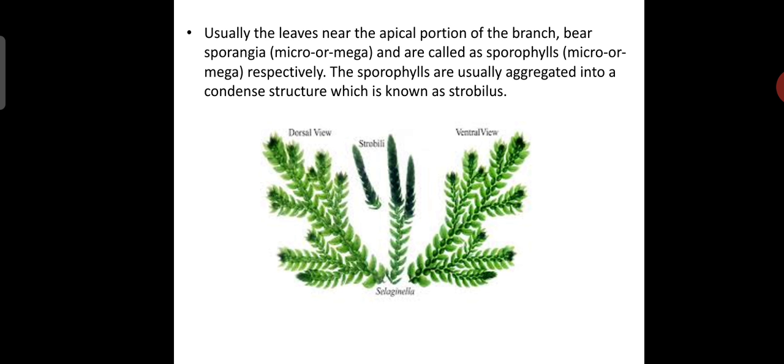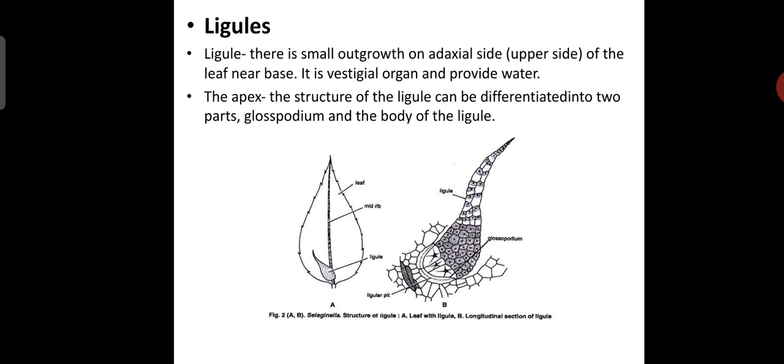Usually the leaves near the apical portion of the branch bear sporangia. That may be microsporangia or megasporangia, and they are called sporophylls. That may be microsporophylls or megasporophylls. The sporophylls are usually aggregated into a condensed structure which is known as a strobilus.